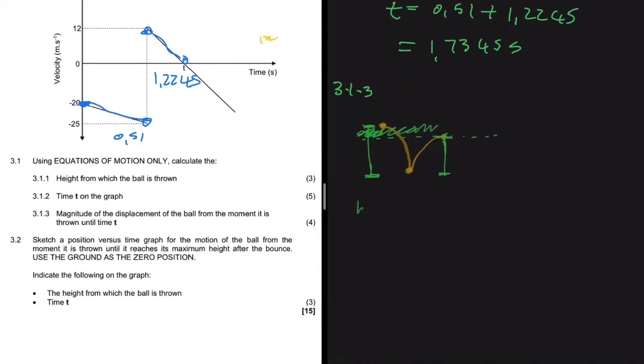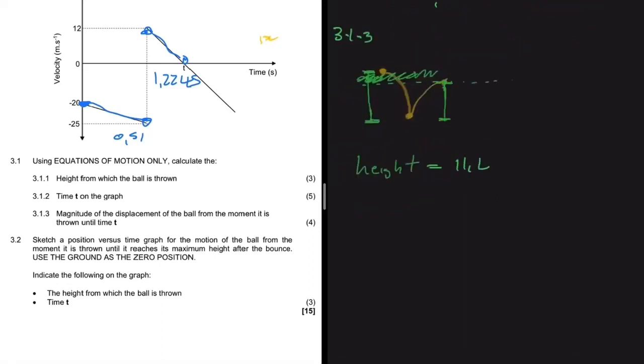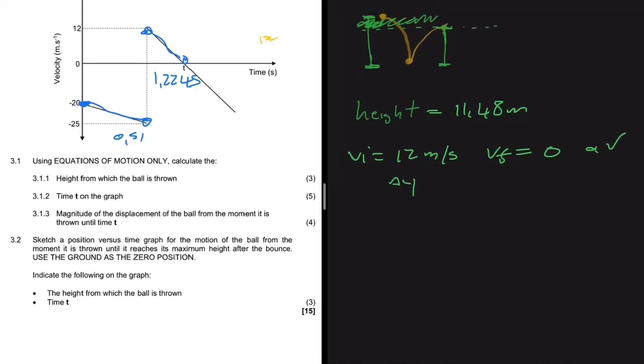So what are we saying? We know the height, right? We know fully well that the height is 11.48 meters above the ground. Now let's find the maximum height it reaches after the bounce, right? So we know fully well that the VI that it leaves the ground with is 12 meters per second, and then the VF, because it's at maximum height, is 0, right? And then we know the acceleration, but now we're looking for delta y and not delta t.